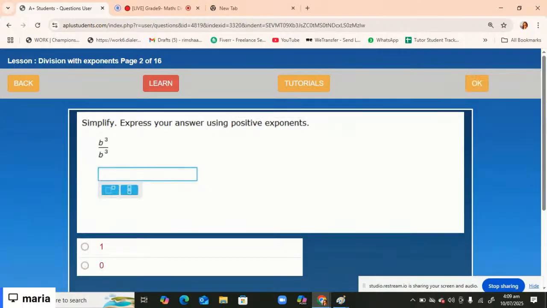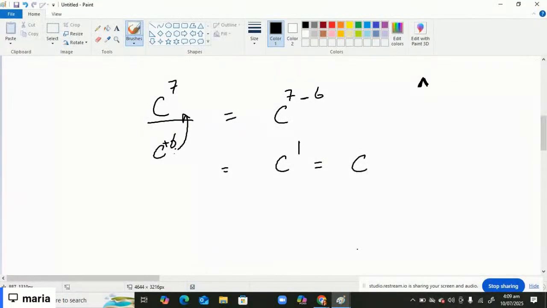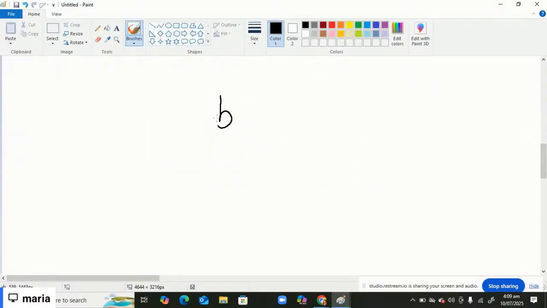Now you guys simplify and express your answer using positive exponents, okay? B power 3 and B power 3. These both are the same powers. Tell me, what answer do you get? Now it's B power 3 and B power 3. So when you solve, what is the answer you get? Solve B power 3 with B power 3.